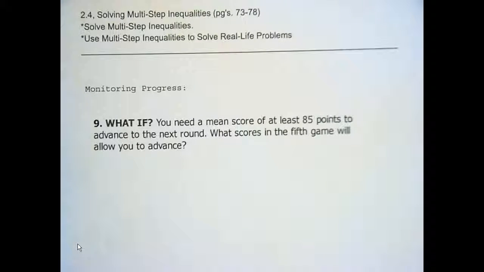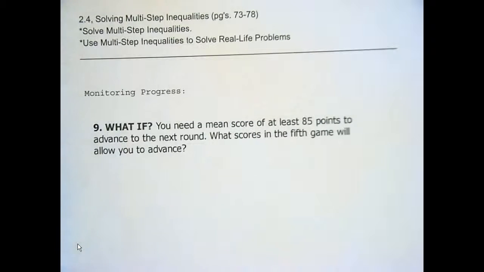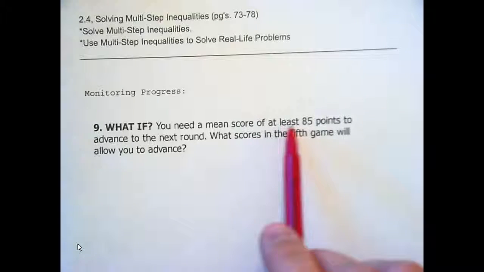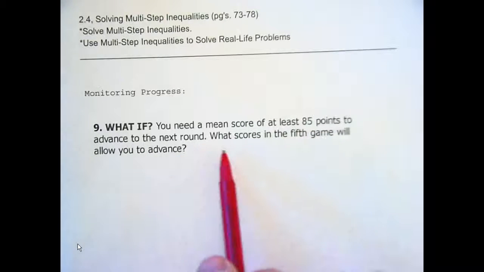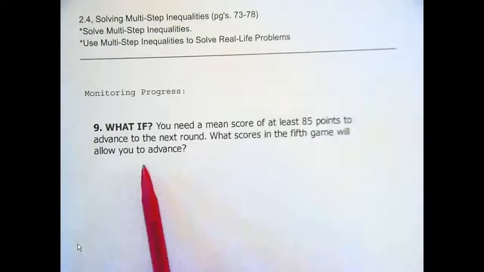What if you need a mean score? What does mean mean? The middle? Average? Yeah, it's the average. When you add them all up and divide by however many there were. You need a mean score of at least 85 to advance to the next round. What would the score of the 5th game be?